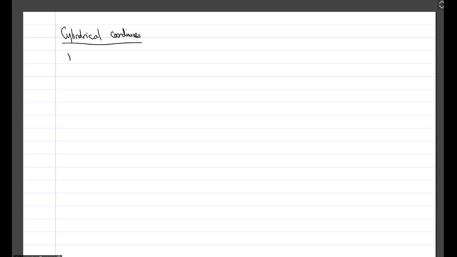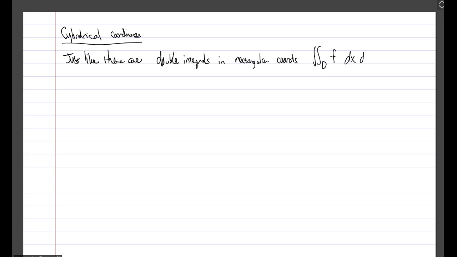So just like there are double integrals in rectangular coordinates, you might have a double integral over region D of the function f. Maybe the order is dx dy, maybe the order is dy dx. Let's not worry about it. Let's get both of those in there, right? Or the double integral over a region called D of the function f dy dx.